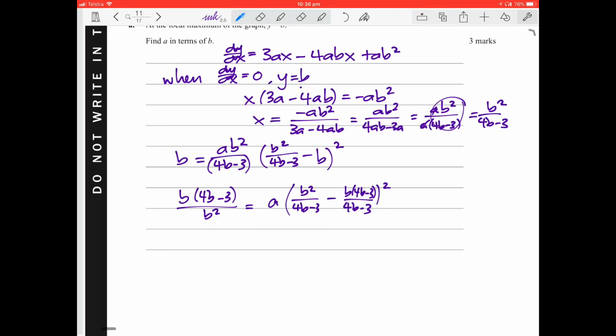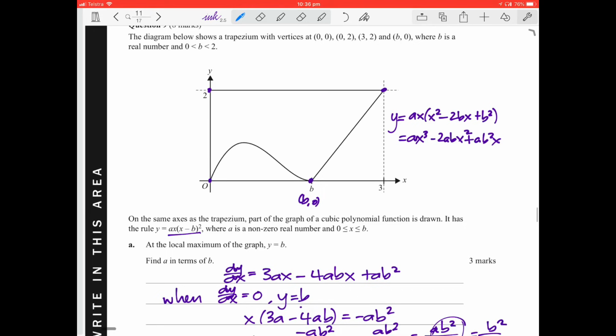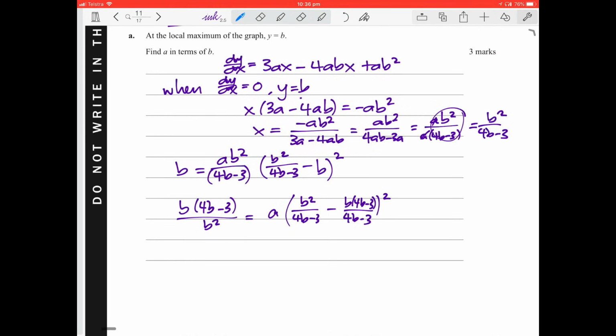This doesn't look very nice at all. I think it's a better option than the other one, though. Okay, so from here, we get that cancels with that. Over here, we get (4b minus 3) on b is equal to a. b² minus 4b², which is minus 3b². And then, is it minus 3b? Plus 3b. Plus 3b on (4b minus 3) all squared.